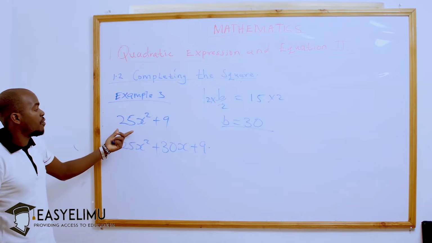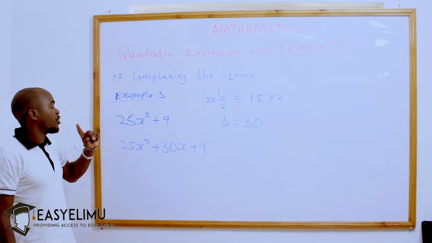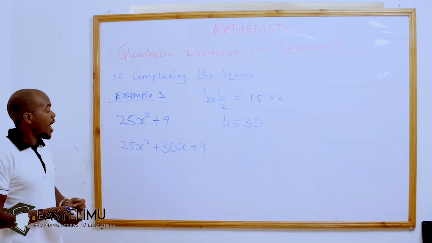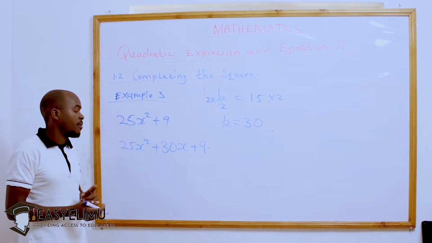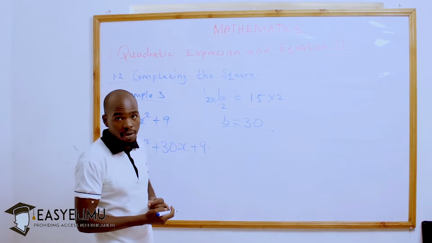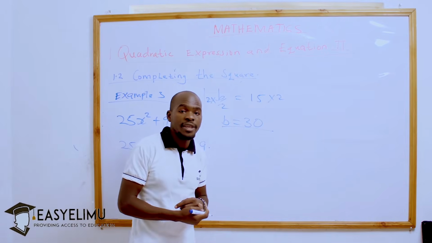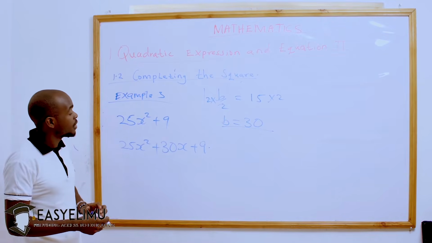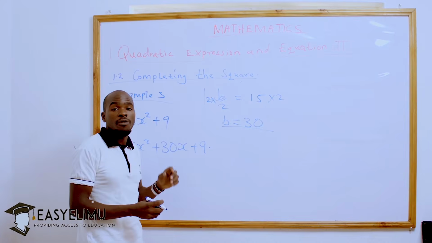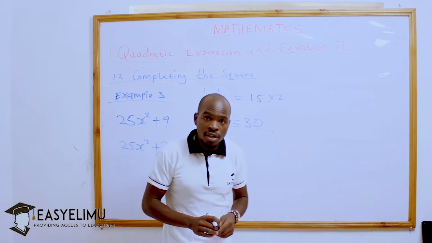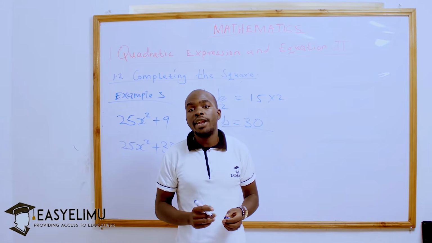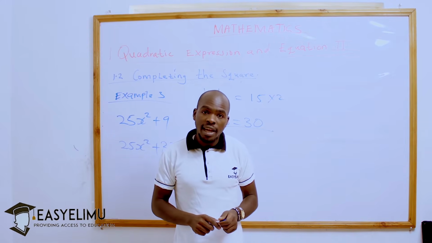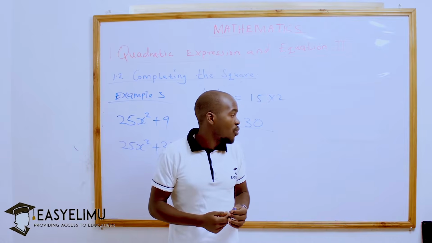Now we have solved the quadratic expression 25x squared plus 9 using the completing the square method. We have found it is 25x squared plus 30x plus 9, and the value of the missing b is 30. So you can use the other method to find the value of b, and it will still work. It's up to you to identify which method is suitable for you. You select it and you work it out.